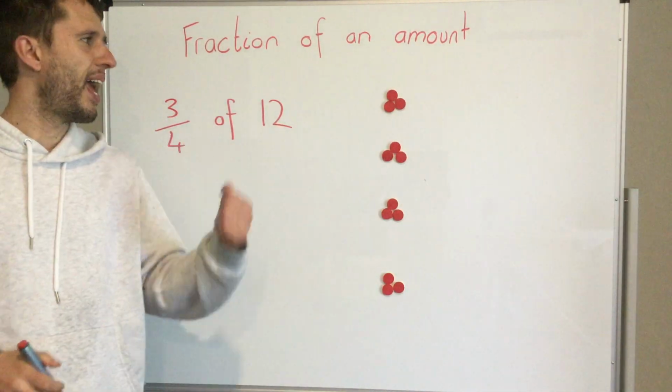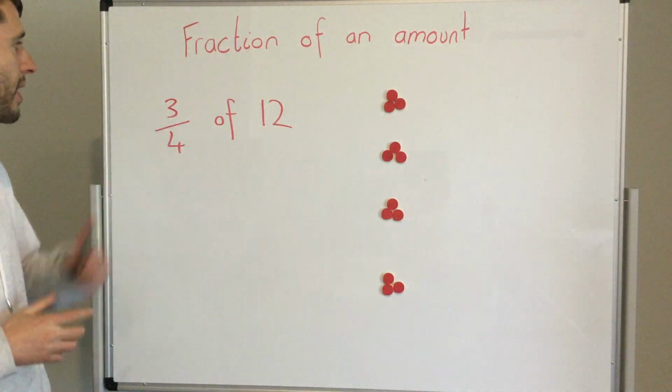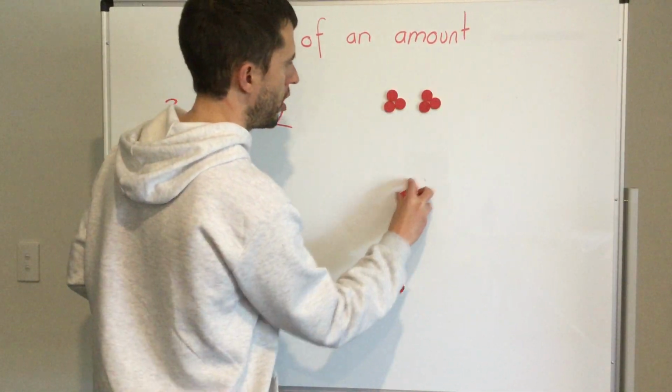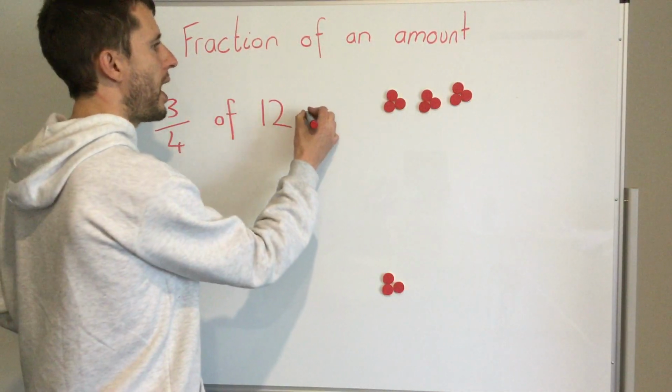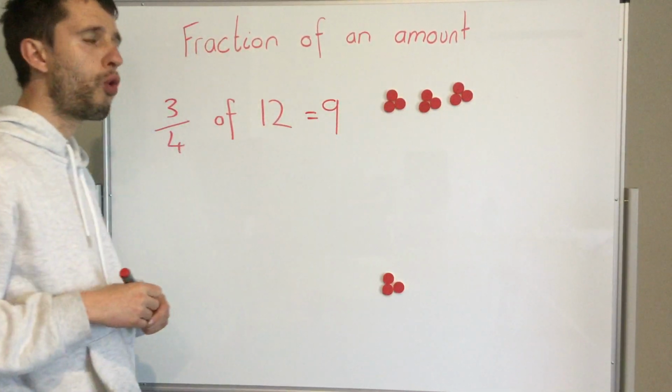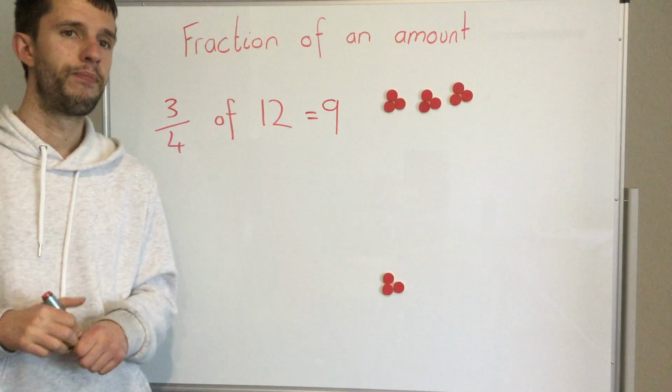My numerator is how many groups am I counting? I am counting 3 of my groups. So I'm counting 1, 2, 3. How many do I have in total? 3, 6, 9. So 3 quarters of 12 is 9.